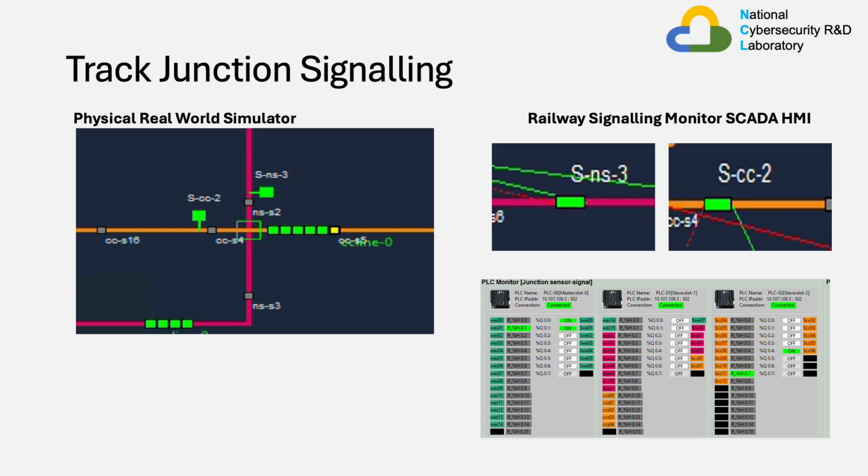On the signaling monitor SCADA HMI, we can see the sensors being triggered, the PLC inputs and outputs, and lastly, the affected sensors changing.